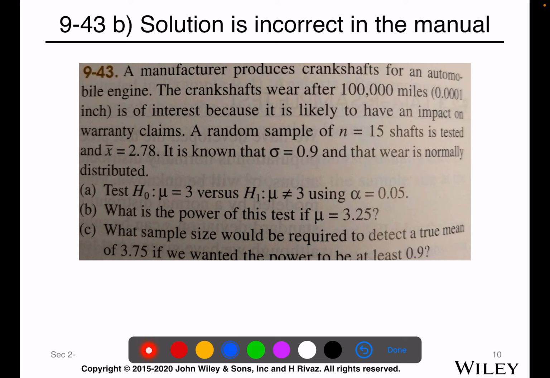So once we know we have to use the normal distribution, we have to calculate z, and z is x bar, 2.78, minus mean, divided by 0.9 divided by square root of 15, right? So after this point, once we write down what z is, the problem is almost solved. We have to look it up from the table.